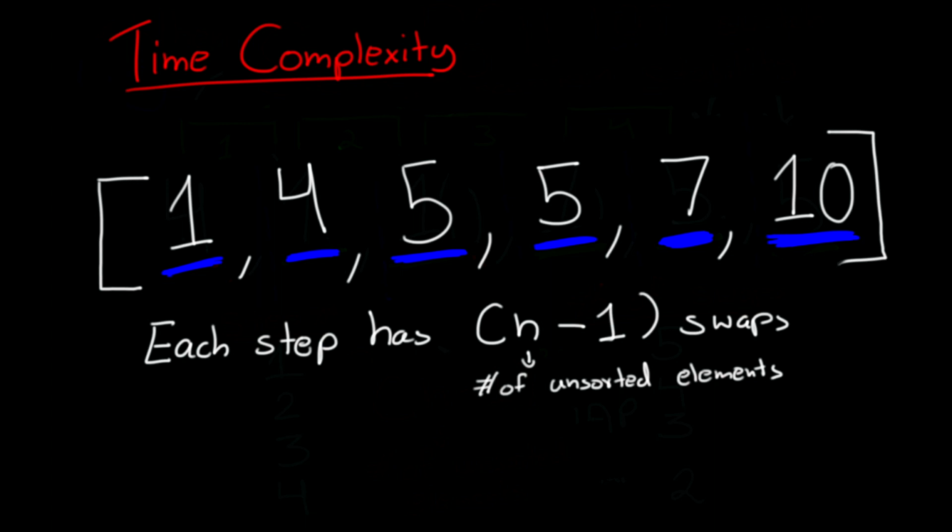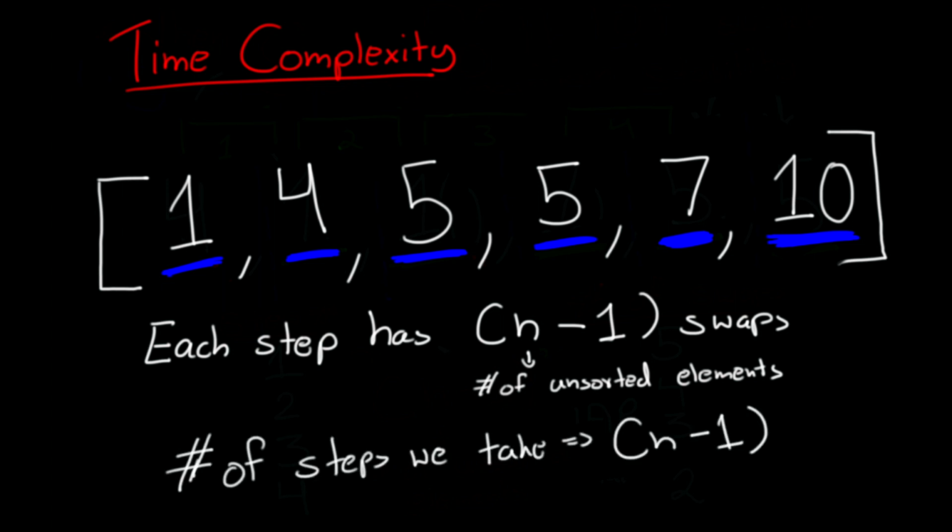Each step has n minus 1 swaps, where n is the number of elements which haven't been sorted yet. And the total number of steps, or the total iterations we take, are n minus 1, where n is going to be the length of our array.